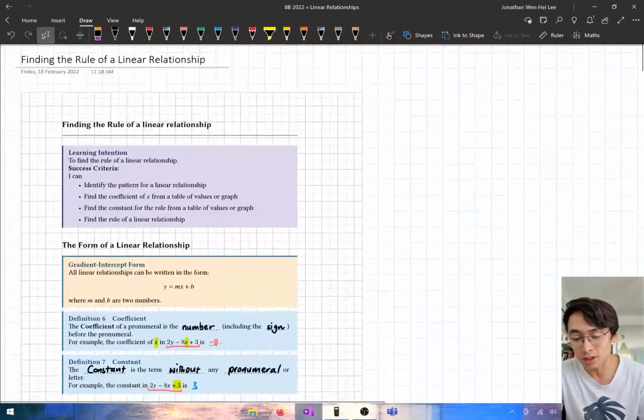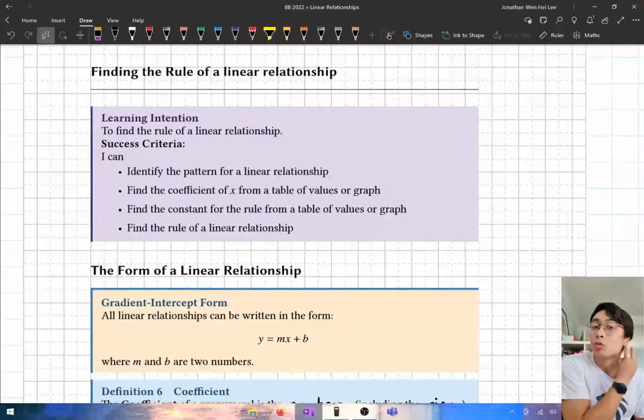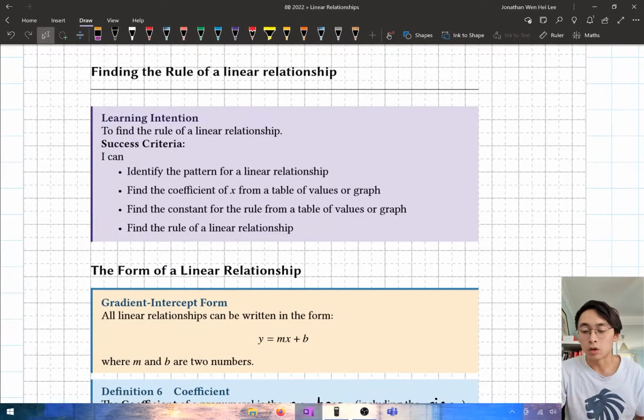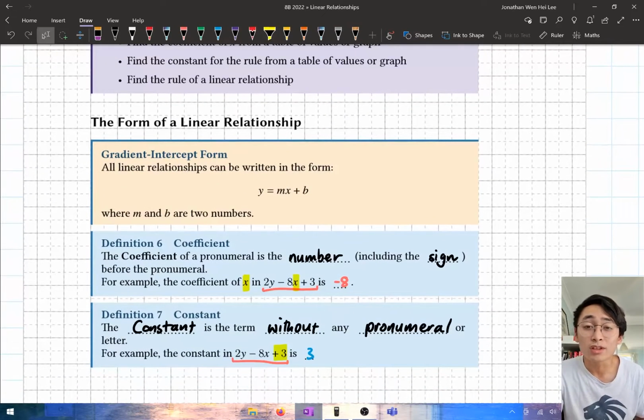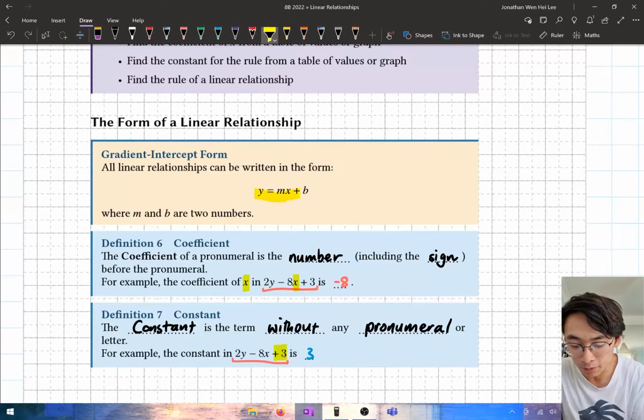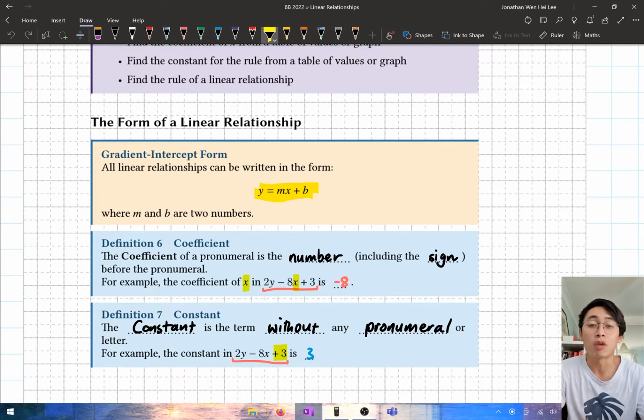Now, last lesson, we started trying to find the rule of a linear relationship. So we wanted to identify the rule of a linear relationship, and we got started halfway through this. In particular, a few things to note. We talked about how all linear relationships can be written as y is equal to mx plus b. This is an algebraic way to write all linear rules, so rules where you can draw a straight line.